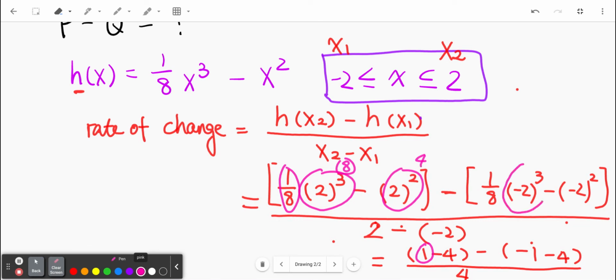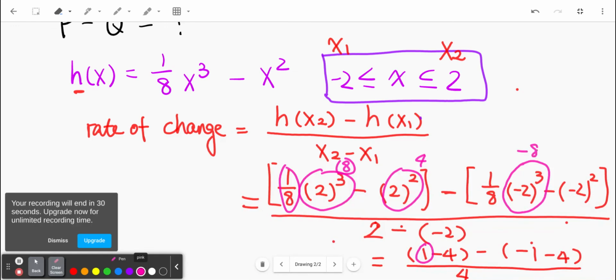So this negative 2 to the power 3 is negative 8. Times 1/8 is negative 1. That's where the negative 1 comes from. And negative 2 to the power 2 is a positive 4. That's where the minus 4 comes from. Then you just solve it. All right?